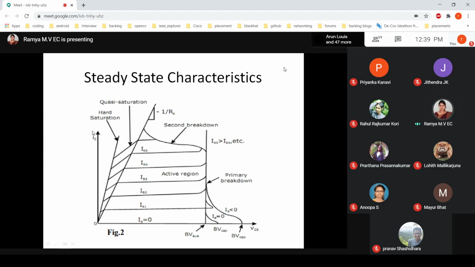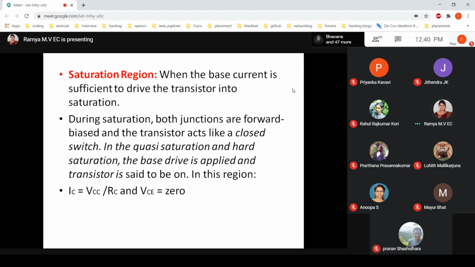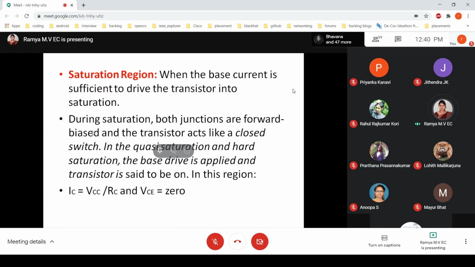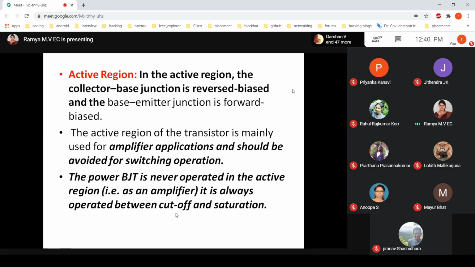I am calling it a DC load line. See, these are all the things. It is very basic information you have learned in your first year. The same thing over here also. So the saturation region: in the saturation region, IC is equal to VCC divided by RC, and VCE will be 0. So that is the saturation region.